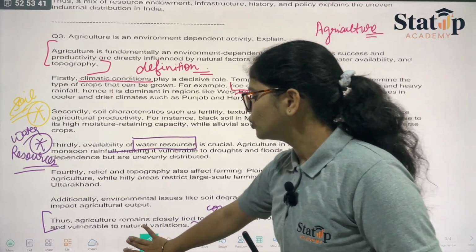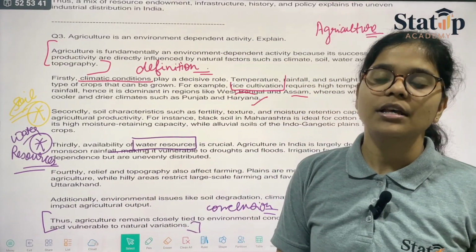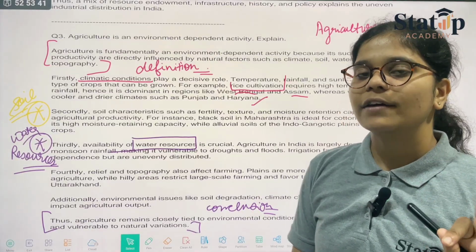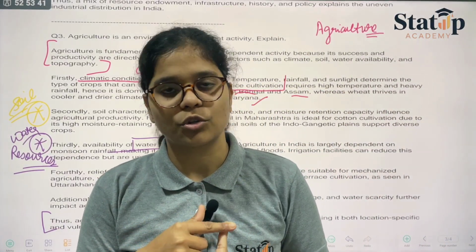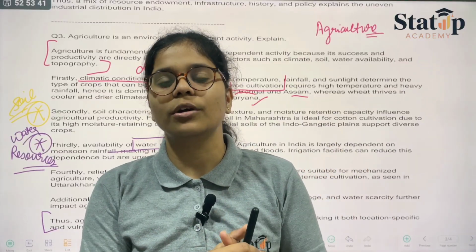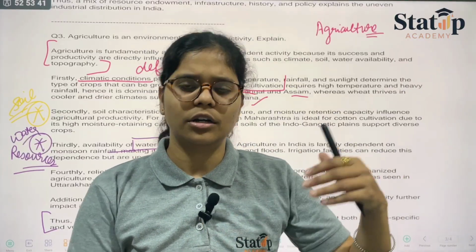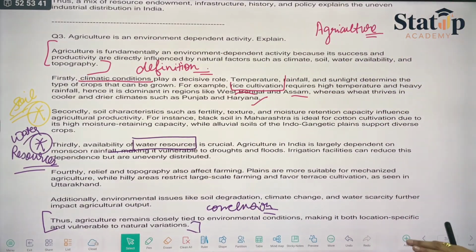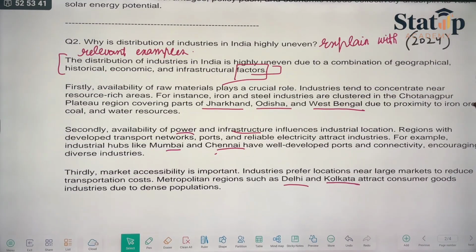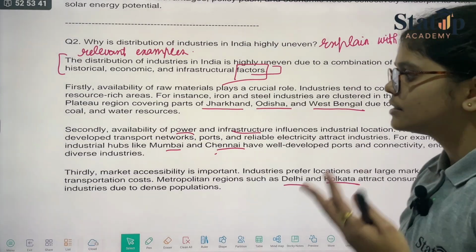So this is how you're going to attempt your answers and your questions. Three questions we have discussed: one related to your agriculture, another related to your solar energy or the resources, water resources and all the energy resources, and the third one basically related to your industries chapter. So this is how you're going to answer the questions.